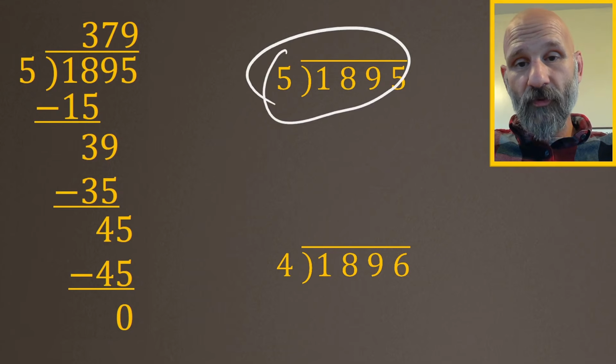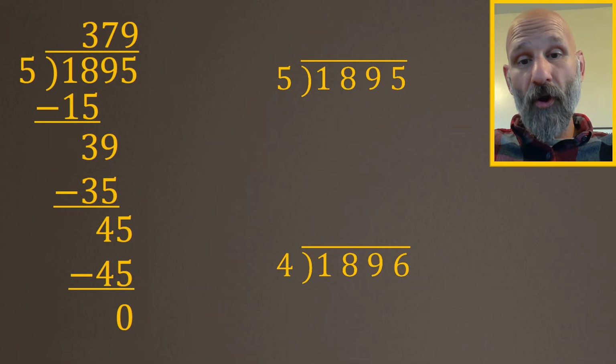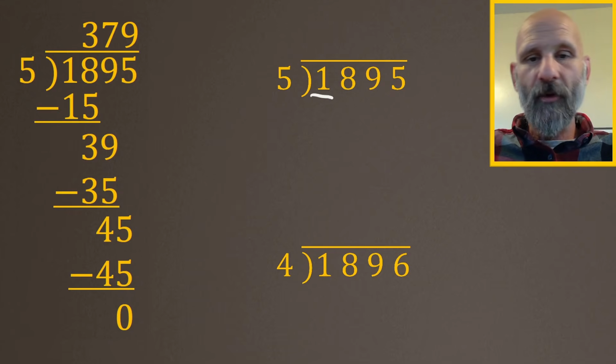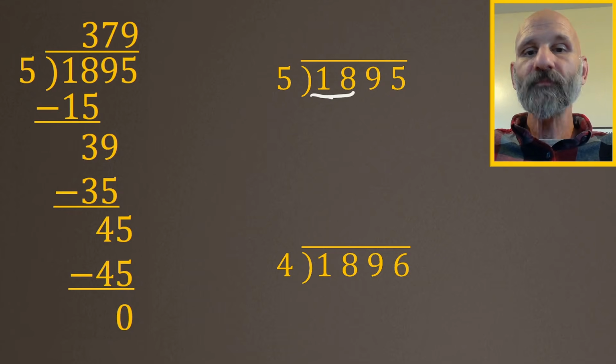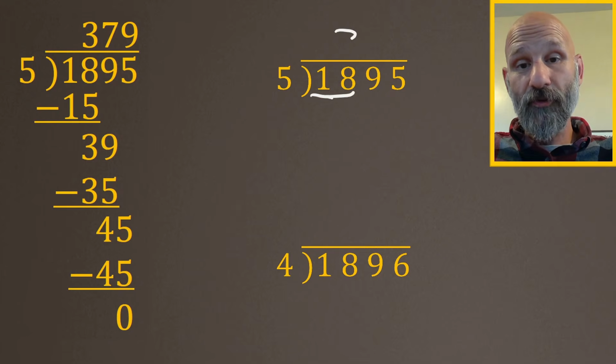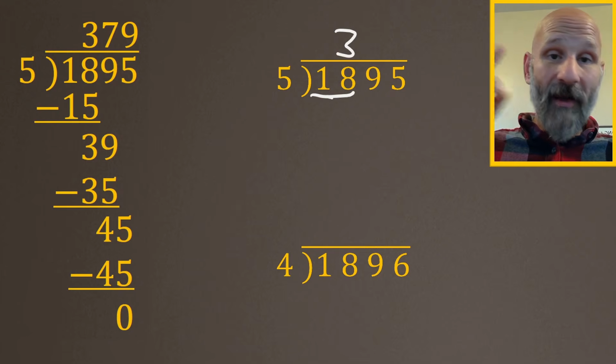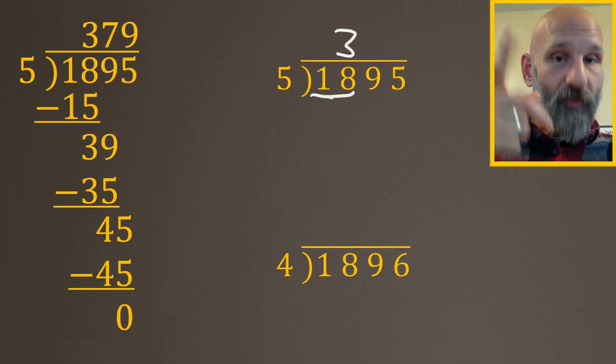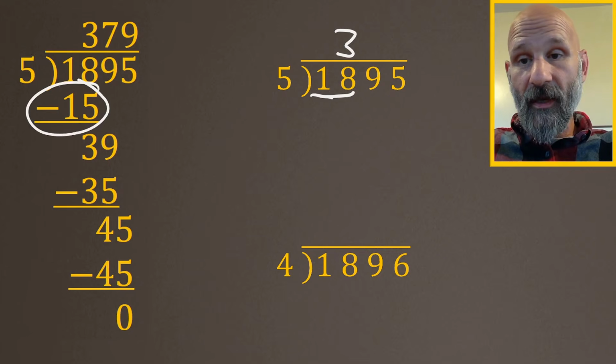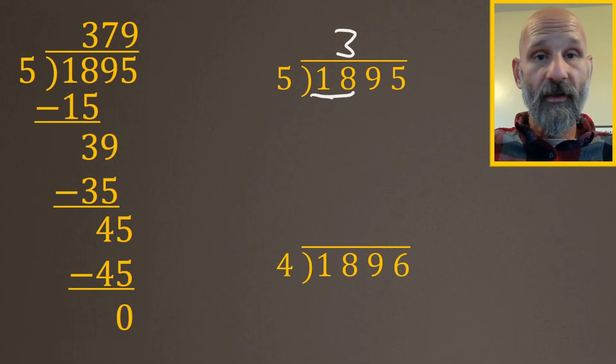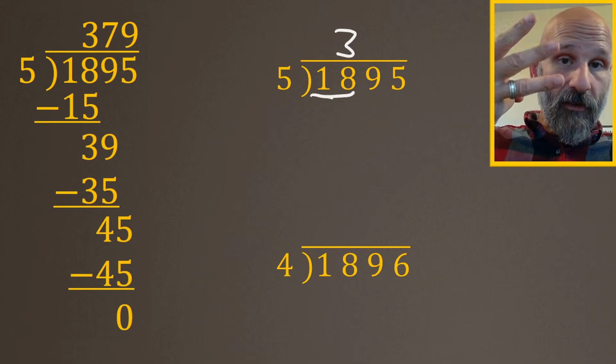So here we go. We're doing this one right here. So now we're looking at 5 times what gets us closest to 18 without going over, right? We look at the 1 first. 5 doesn't divide into 1. So then we look at 18. So 5 times 3 gets us closer without going over. So 5 times 3 is 15. Subtract. So instead of writing it down like what we did here, we just do the subtraction. 18 minus 15 is 3.